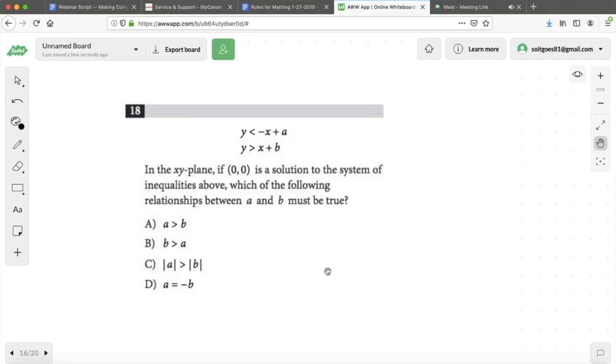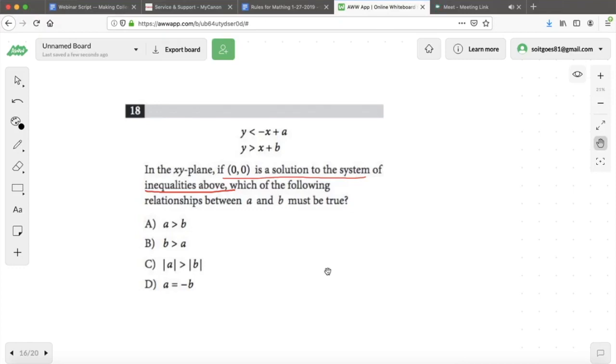At some point. Before we do that, though, here's something I want you to focus in on. This statement right here: if 0, 0 is a solution to the system of inequalities above, why do you think they're telling you that 0, 0 is a solution to the system of inequalities above?